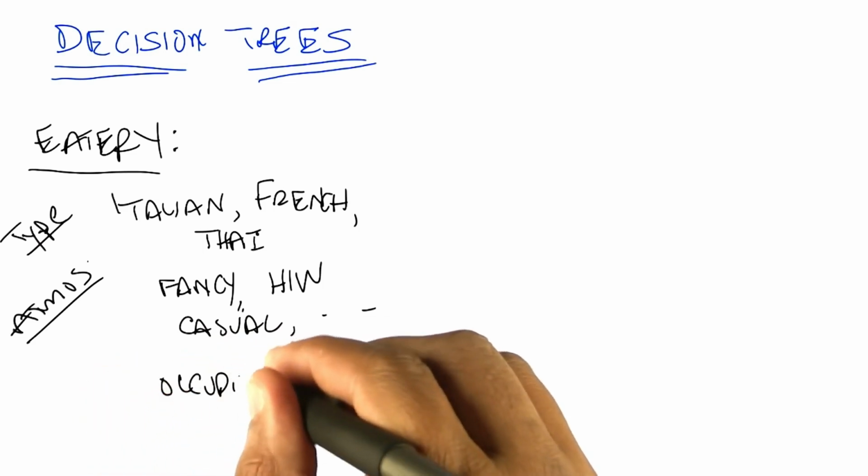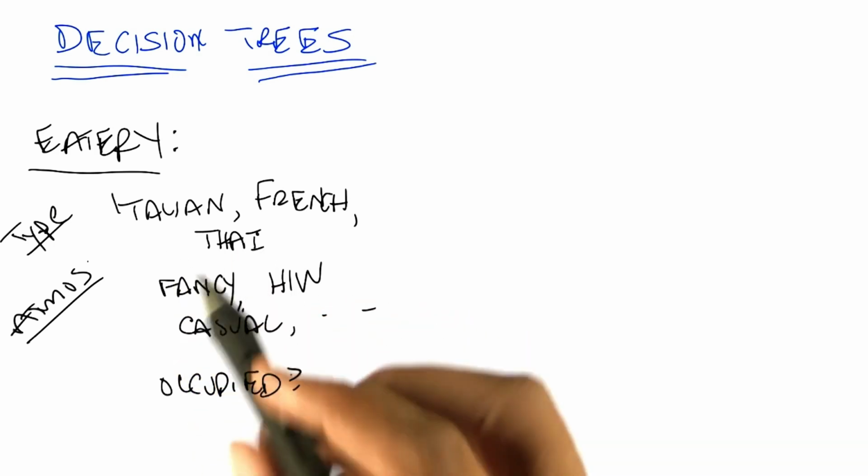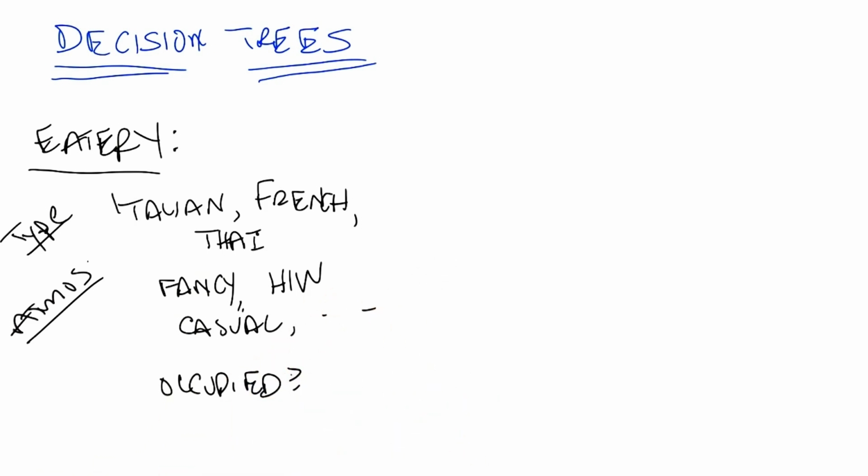So let's just say if it's occupied. Now, why might that matter in reality? Well, it matters because if it's completely full, you may have to wait for a very long time, and you might not want to go in. On the other hand, if you're looking at a restaurant you've never heard of and there are only 2 people in it and it's Friday at 7 p.m., maybe that says something. Or maybe you want it to be quiet. Those sorts of things might matter. Okay, so we've got type, we've got atmosphere, we've got occupied. Anything else you can think of?